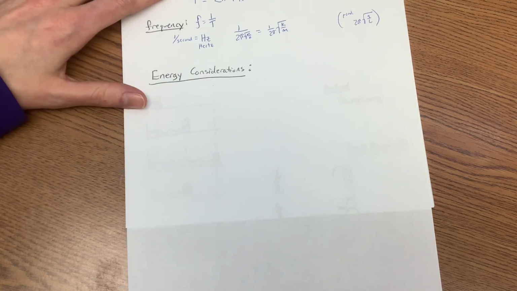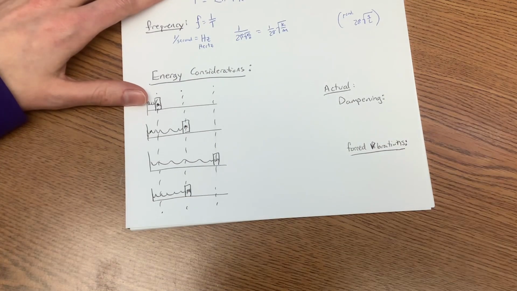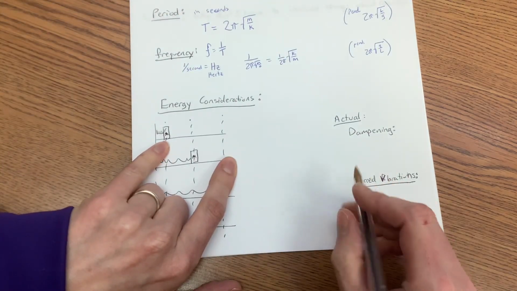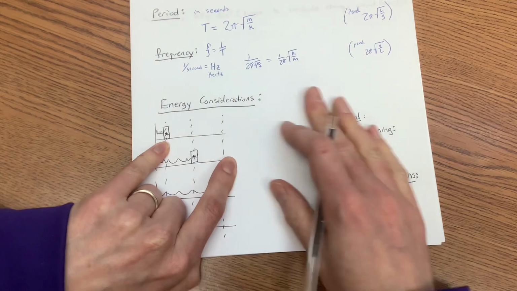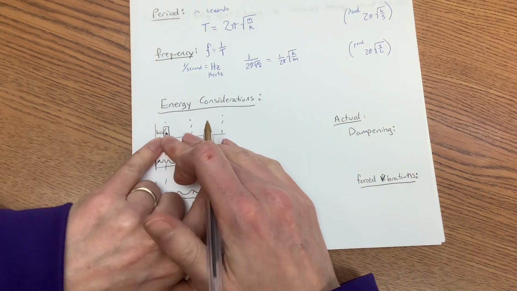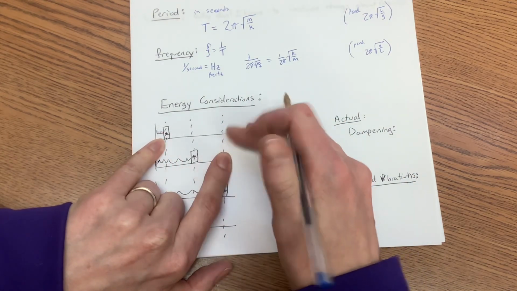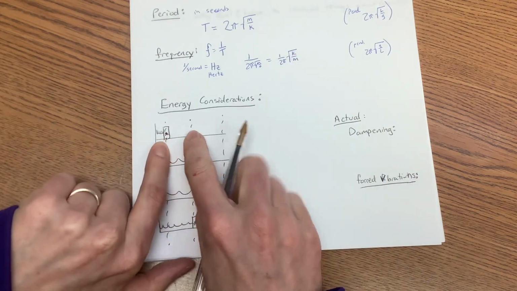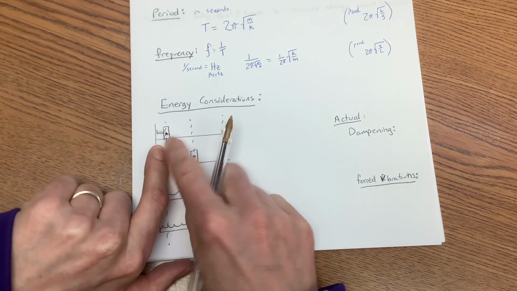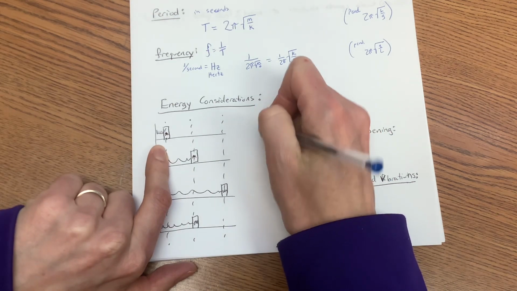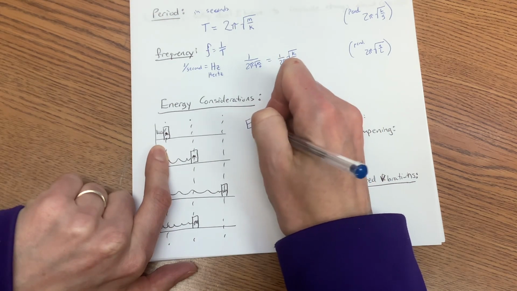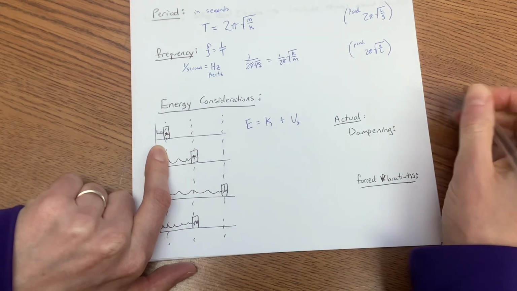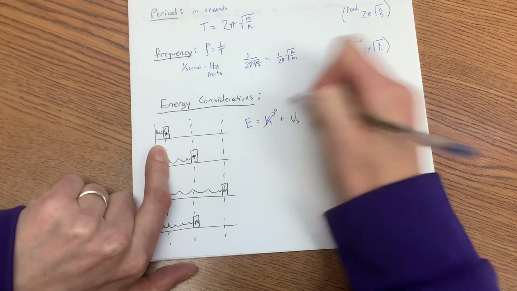The energy considerations here work just a little bit differently. So the kind of energy that we're dealing with is not gravitational, because it's just staying at one level, so we don't have to worry about gravitational potential energy here. When we have it at the ends, it's not going to be moving, so we would have no kinetic energy. So our total energy would be kinetic plus the spring potential energy, but there's no kinetic energy here.